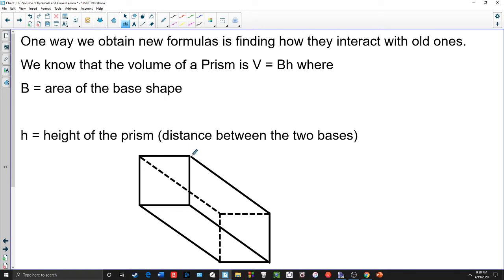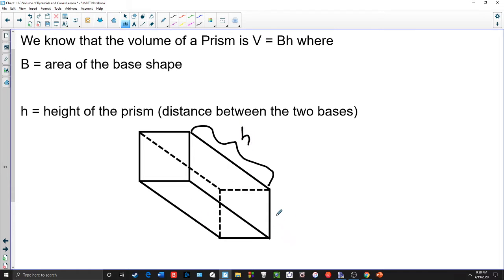So again, the height in this case would be the distance from one base to the other, and if this was A and this was B, then my capital B, my area here, would be A times B, because in a rectangle or a square, the area of the base is length times width. Now if it was a triangle, it'd be 1/2 A times B, because again, a triangle is half of a rectangle or a square, so it's 1/2 base times height. And again, base and height being the base and height of the triangle in that case. So again, for a prism, we just found the area of the bottom or top base and then multiplied it by however tall the prism was.